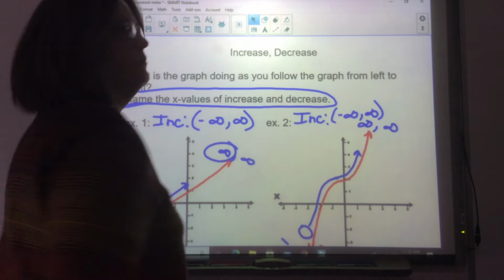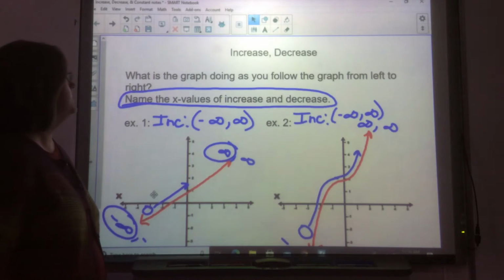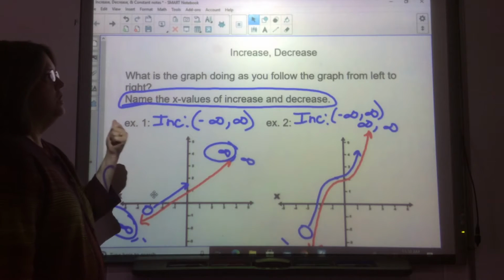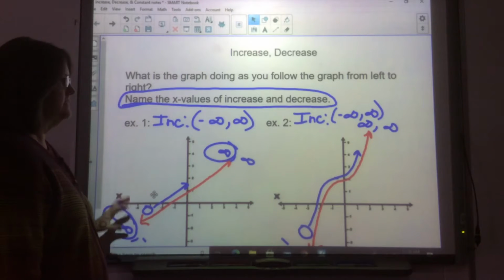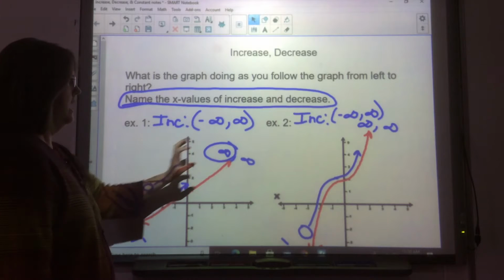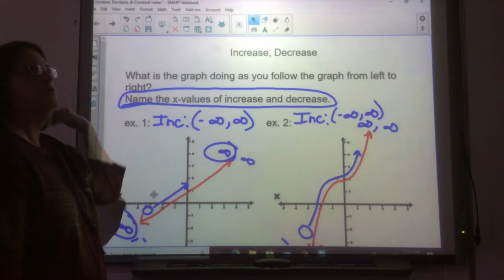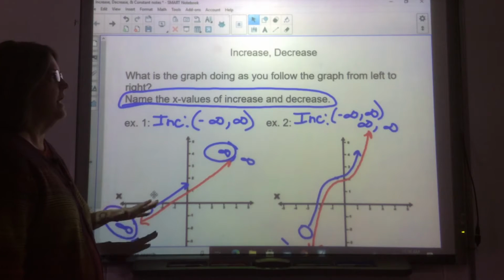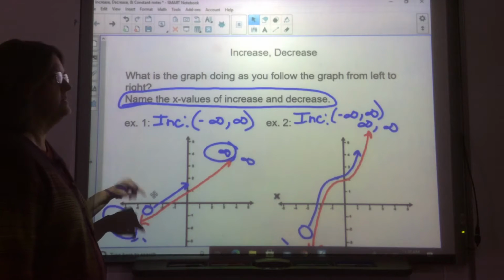Okay, this lesson is on intervals of increase and decrease. This is what the graph is doing as you follow the graph from left to right. As the graph moves from left to right, how is it moving? Where is it increasing? Where is it decreasing? And we label this with the x coordinate.